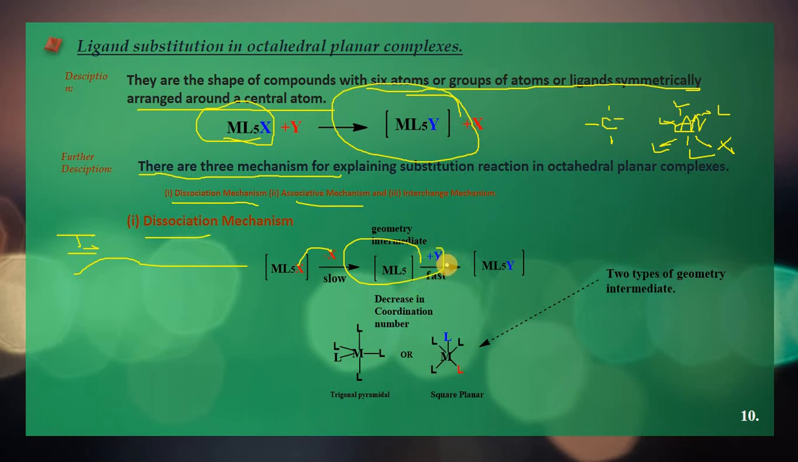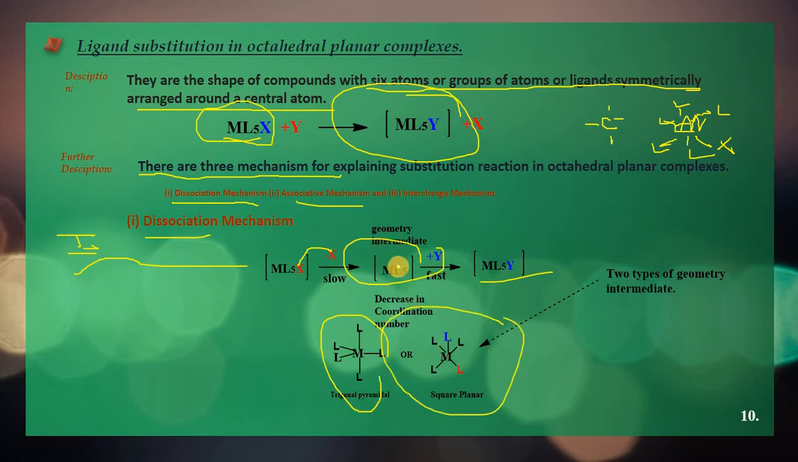So whenever it's entering the coordination sphere, it's very fast. It gives rise to ML5Y. This is the coordination sphere. There's a decrease in coordination number, like I explained, because X is leaving the coordination sphere. This is a trigonal bipyramid. So the geometry intermediate can be either trigonal bipyramid or square planar.